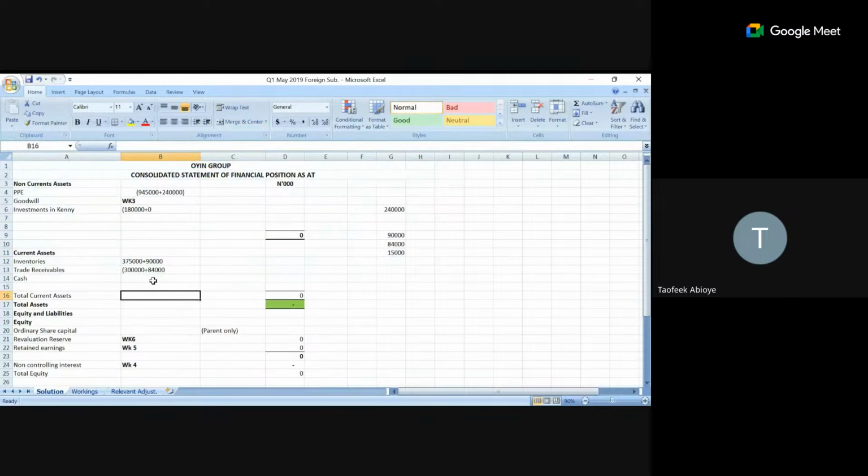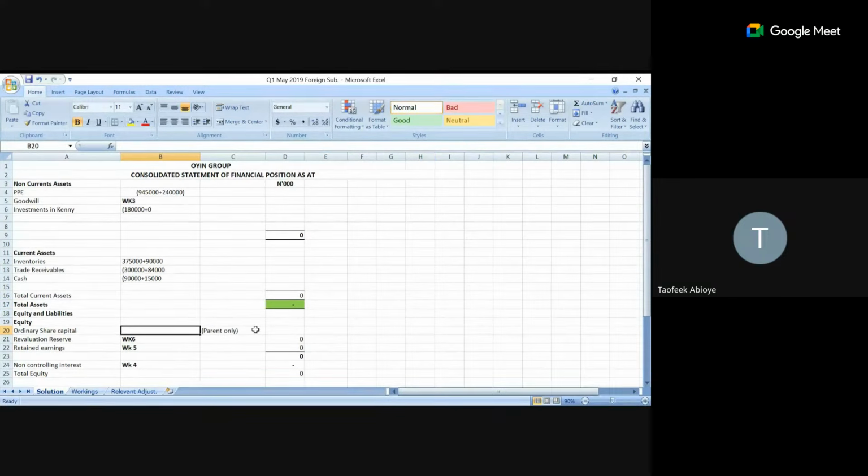Now, cash. What is the cash of parent company? Is 90,000. Plus, what is the cash of subsidiary company? The one we translated, 15,000. Please don't let us forget, we are not picking the foreign currency again. We are picking the translated. So let's move.